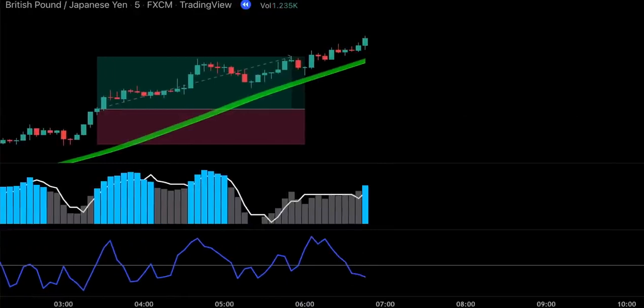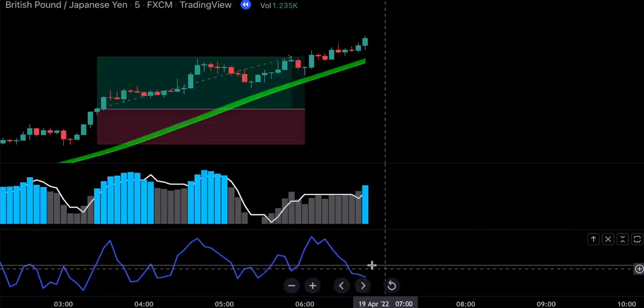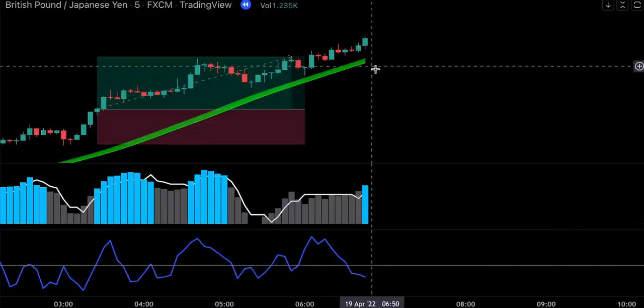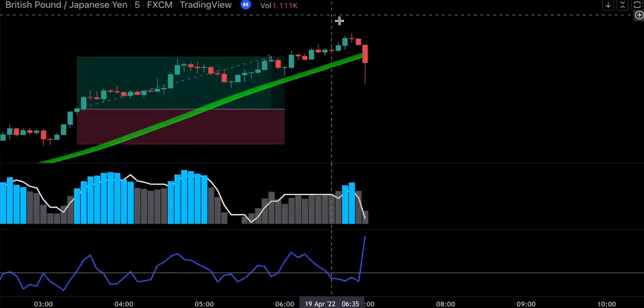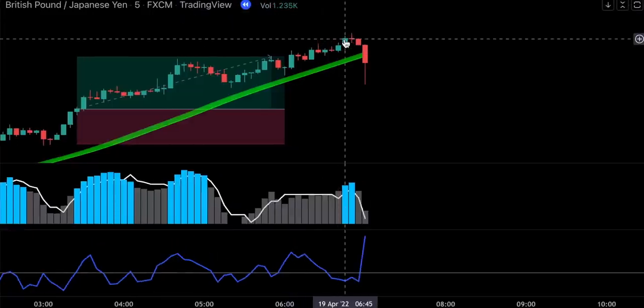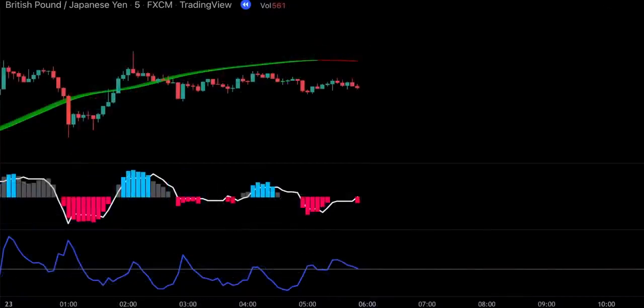Here we've got a new long signal that is not valid, and the reason this signal is not valid is because this volume oscillator is sitting below this 0 line, so we skip this trade. Okay, so now we see if we had taken that trade right there, it could have resulted in a massive loss.